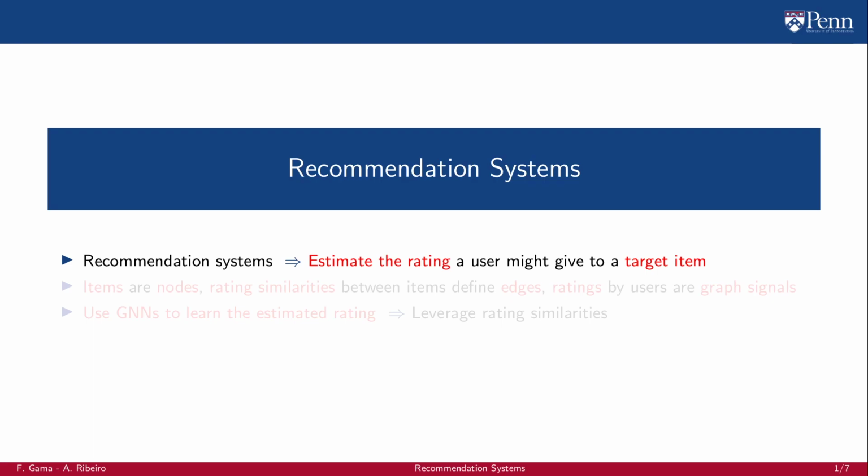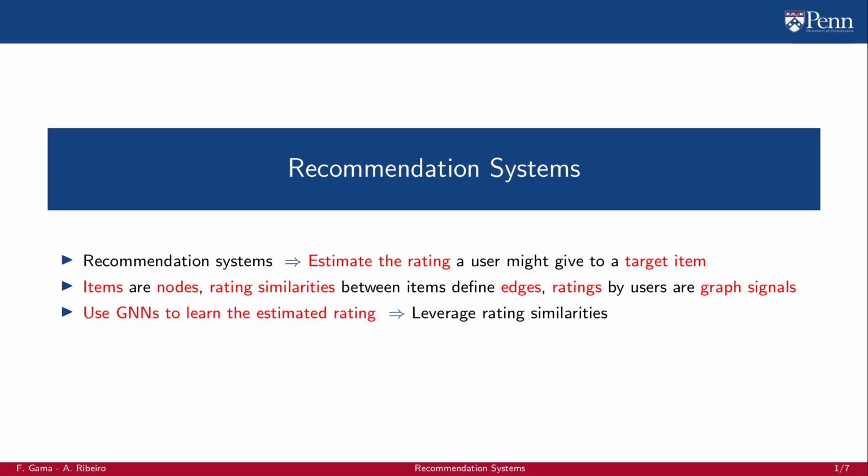In this segment, we will study the problem of recommendation systems. The objective is to estimate the rating a user might give to a target item. We describe the problem setting in terms of graph signal processing by creating a graph where items are nodes, rating similarities between items define edges, and ratings given by users are the graph signals on top of such a graph. We will use GNNs to learn the estimated rating that a user would give to an unrated item.